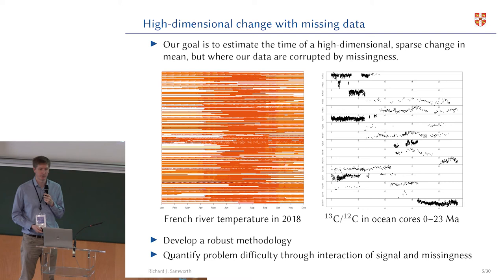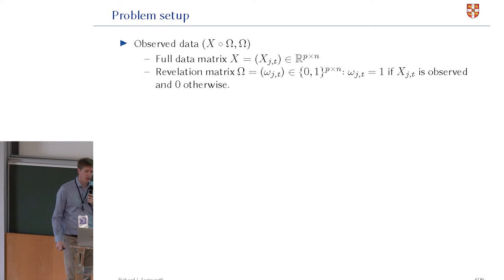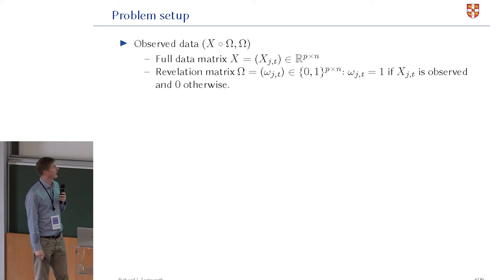Here's our problem setup. Our observed data are in the form of a Hadamard product of my data X and a revelation matrix omega, as well as omega itself. The reason for including omega is so I don't need to worry about having NAs for missingness. If I see a zero, because I'm taking a Hadamard product with this omega matrix, and it's missing, I know it's missing because I see omega as well. It's not just an observed zero. X here would be my full data matrix, a P by N data matrix. Of course we're used to having N by P design matrices in statistics. This is P by N because we've got P coordinates and we're thinking of time as evolving from left to right. And our revelation matrix is a binary P by N matrix, whose ij-th entry is 1 if I observe that entry of X and 0 otherwise.